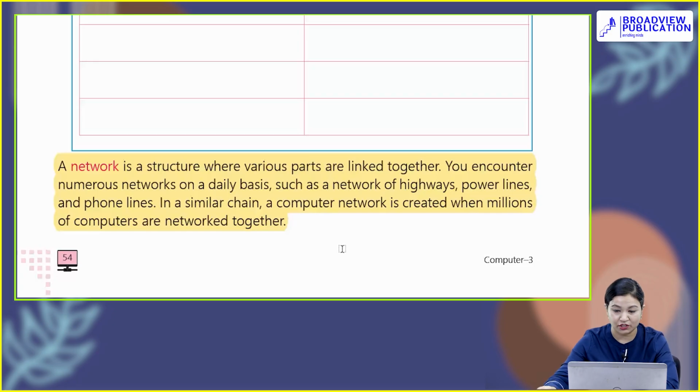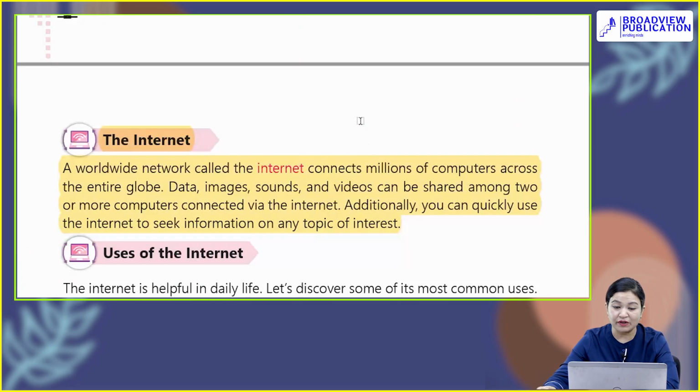That is called a network. The internet, a worldwide network called the internet, connects millions of computers across the entire globe. Data, images, sounds and videos can be shared among two or more computers connected via the internet. Additionally, you can quickly use the internet to seek information on any topic of interest. So suppose you want to send or receive an email from your friend. So what do you need for that? You need internet, and on internet you can search information on different topics.